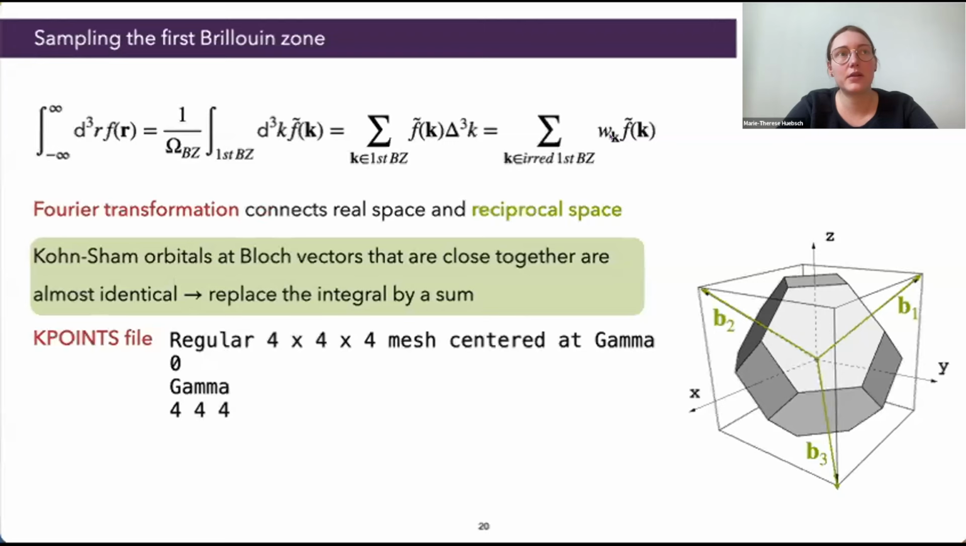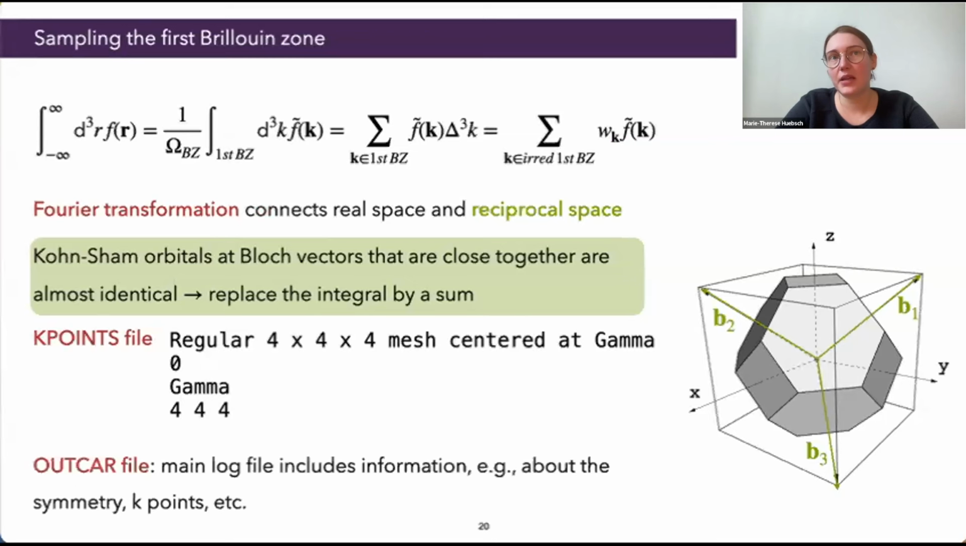To see which symmetry VASP identified and which irreducible k points are used during the calculation, you can have a look at the main log file of VASP that is called OUTCAR. There are also a bunch of other parameters, and if you want to have a general grasp of how your calculation went, it's really the main log file of the calculation.